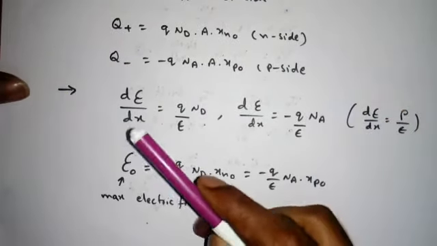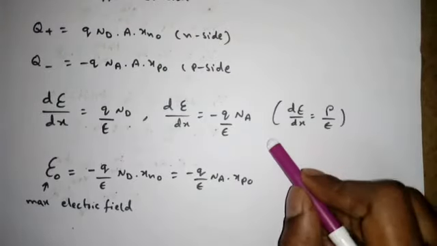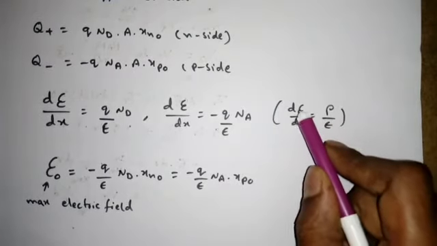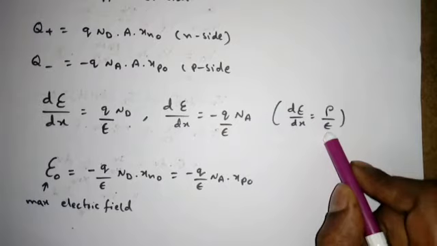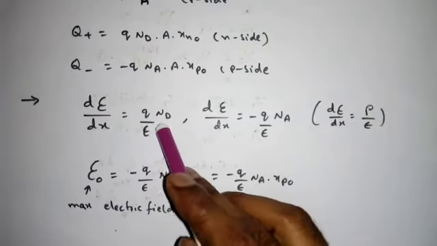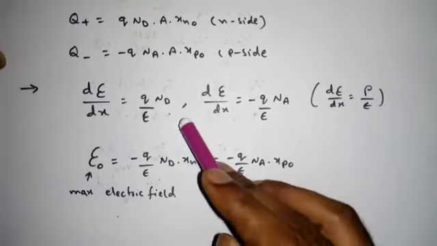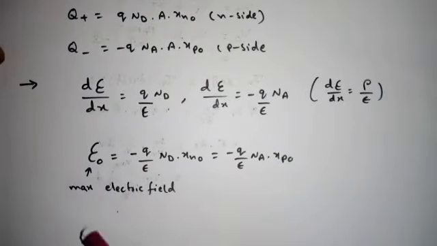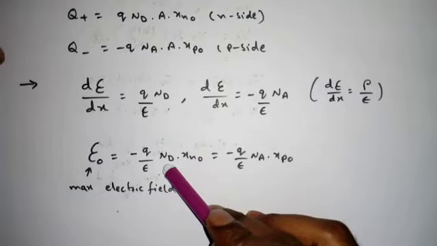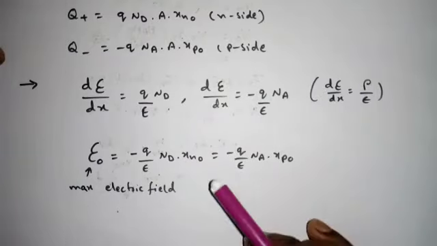Then the electric field distribution. To find the electric field distribution from the Poisson's equation, d epsilon by dx is equal to rho by epsilon. So this epsilon is electric field, this epsilon is the permittivity, right? So from this at N side we can say q by epsilon into Nd, in P side minus q by epsilon into Na, right? And the maximum electric field epsilon naught is equal to minus q by epsilon into Nd into xn0, which is also equal to minus q by epsilon into Na into xp0.